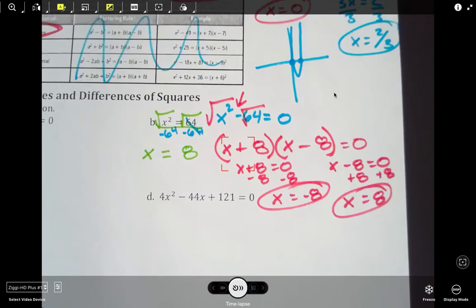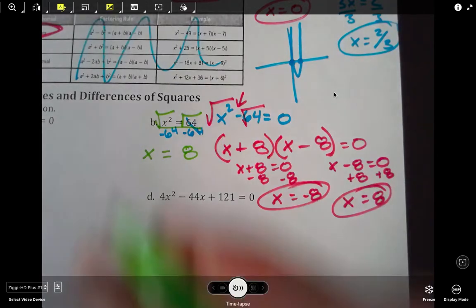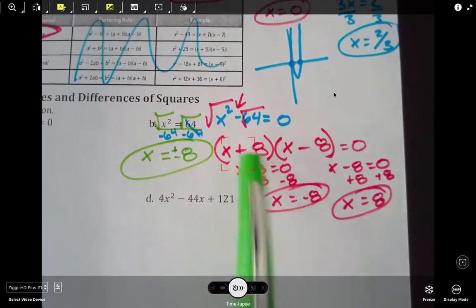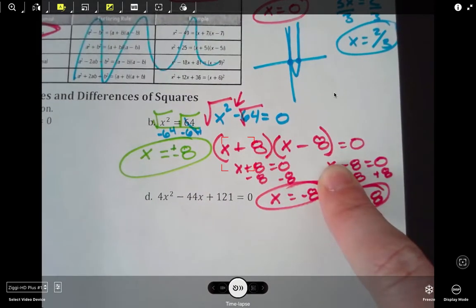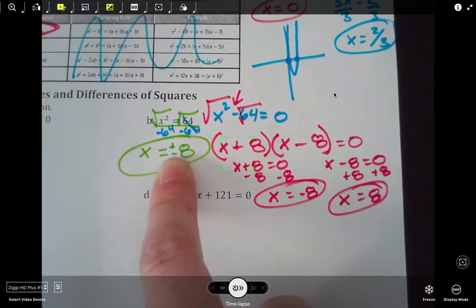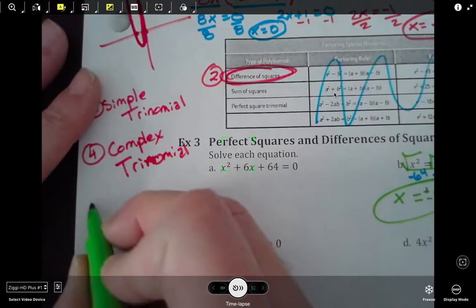But if I just take the square root of 64, I might forget to put the plus and minus in there, and then the other answer's wrong. So we have to put plus and minus. If you forget that part, you want to do the difference of squares method, because you can't forget the plus and minus this way. Does that make sense? You are more than welcome to do it the other way.